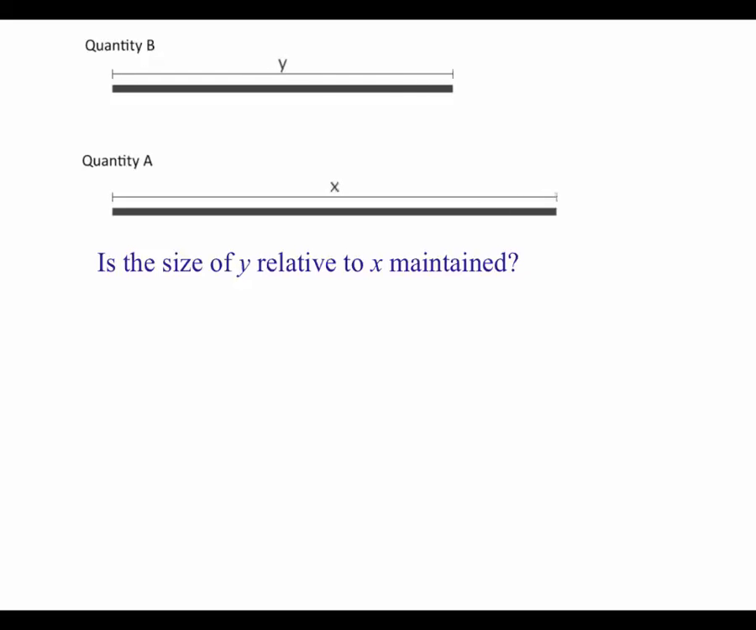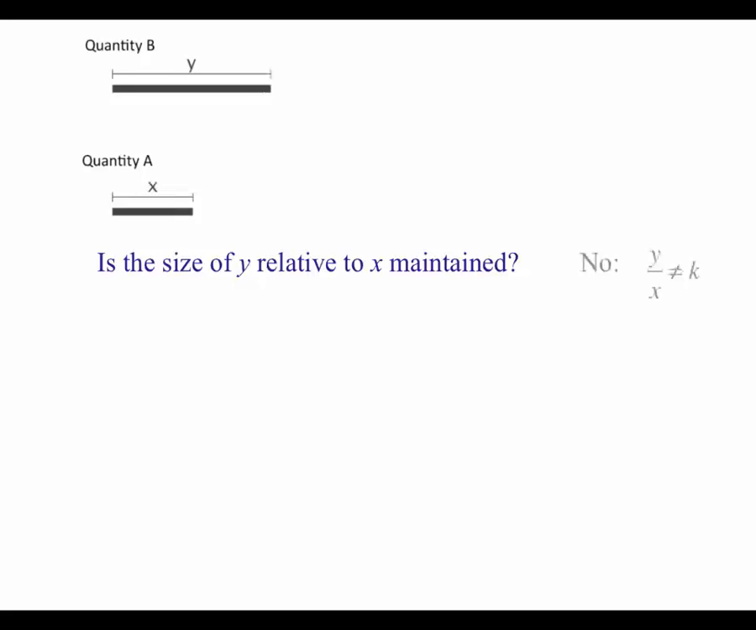Is the size of Y relative to X maintained? Clearly not. X starts out less than Y. Now X is about equal to Y. And then X is greater than Y. So there's no way that the quotient of Y to X could be a constant.